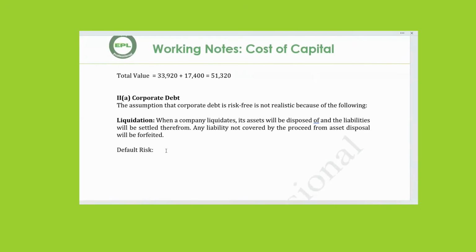So default risk. The default risk is the inability of a company to pay both the interest and the principal at the maturity dates. All right. Let's say, for example, a company is owing another company a loan, or a company has advanced loans to another company, and then this loan will mature in 5 years' time.